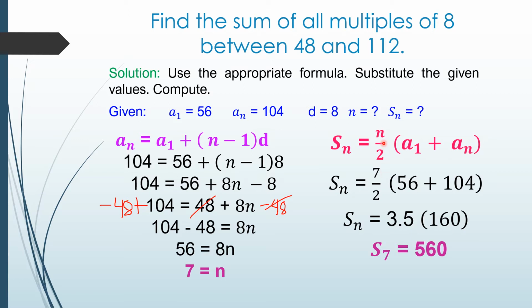Ang number of n natin or number of terms natin ay 7. 7 over 2. And then ang a sub 1 ay 56. At ang last term ay 104. Let us compute. 7 divided by 2, that is 3.5. And then 56 plus 104, that is 160. 3.5 times 160, that is equal to 560. Therefore, ang sum of the first 7 terms of this arithmetic sequence ay equal sa 560.